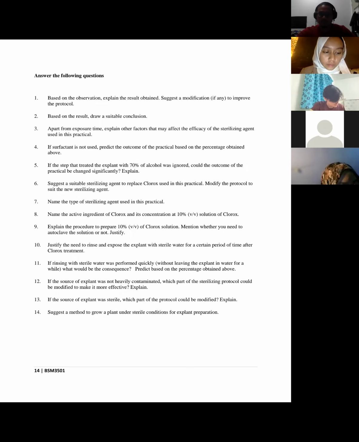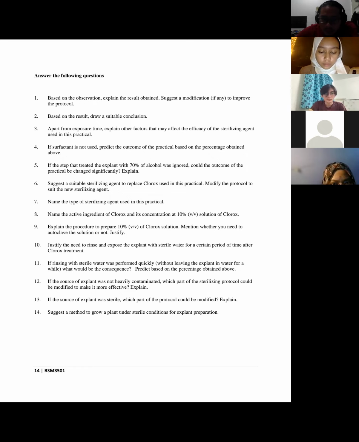So my answer is that the consequence based on the percentage obtained above is that the percentage of contaminated explants will increase. Also, if the contaminated explants increase, the percentage of dead explants will also increase. It is because the reintroduction of the contaminating microbes will appear again. So the consequence is it will increase the dead explants. Okay. Do you guys have any question?